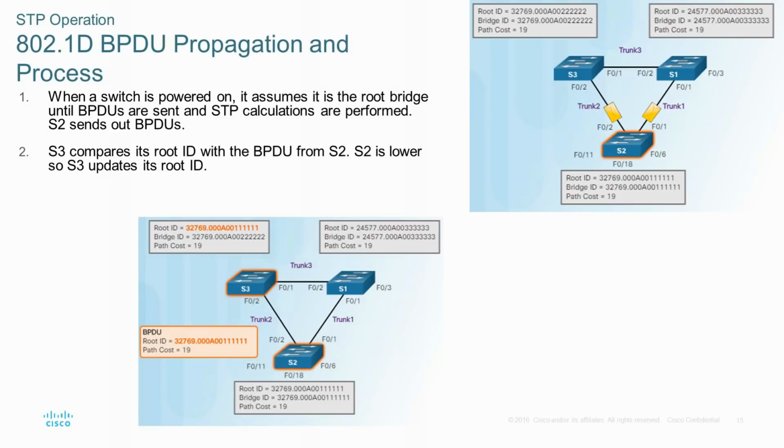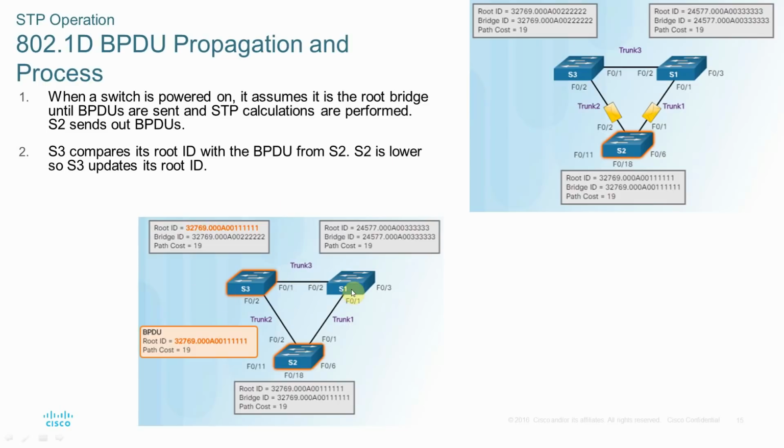So when a switch is powered on, it assumes that it is the root bridge. All the switches, switch 1, switch 3, switch 4, once you power them on for the first time, will assume they are the root bridge until the BPDUs are sent and STP calculations are performed. Then S3 compares its root ID with the BPDU from switch 2, and since switch 2 is lower than switch 3, it updates the root ID.